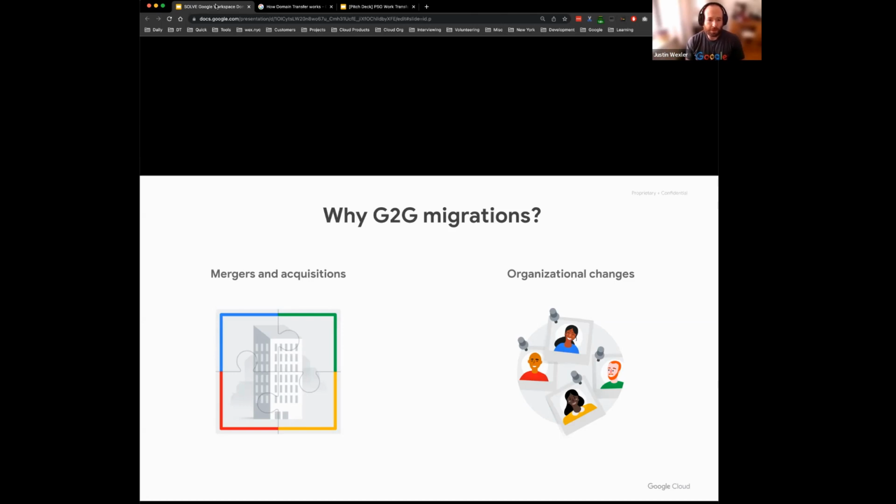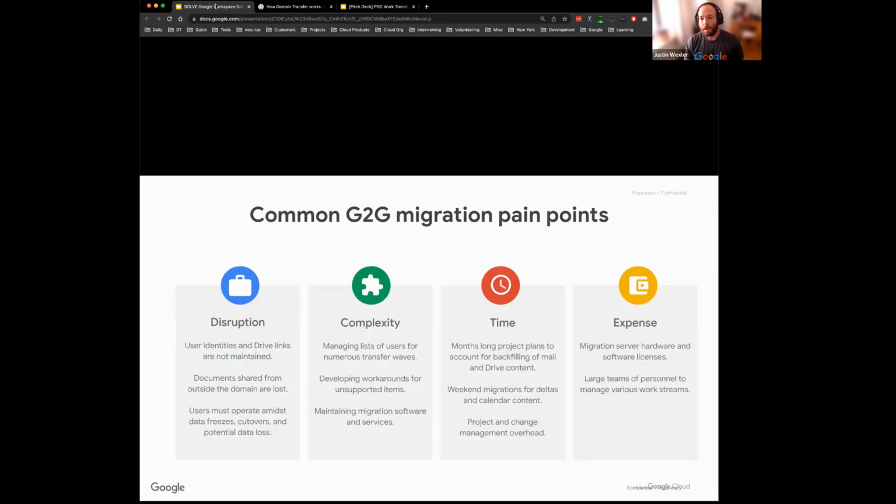But there's also organizational changes, right? So M&As that have been done in the past, or departments have performed shadow IT and have decided to spin up their own Workspace environment on their own. Suddenly that gets found out, and now we don't want those things running amok anymore, and we want to bring them under the governance of a single tenant. So these are generally the two cases that we have to deal with, and I'm sure there's more, right? But I think these are the biggest ones that we deal with, particularly on domain transfer.